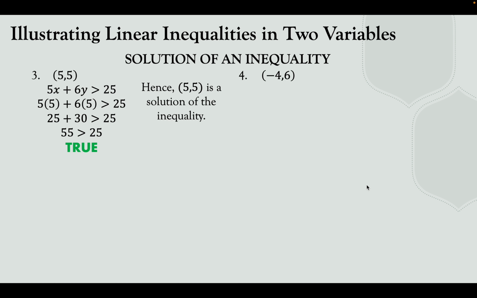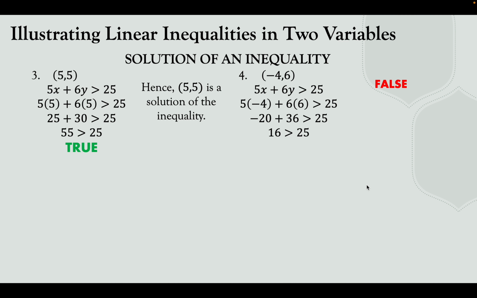Next, we have negative 4 and 6. So we have 5 times negative 4 plus 6 times 6 is greater than 25. 5 times negative 4, we have negative 20, plus 6 times 6, we have 36. So we have negative 20 plus 36 is greater than 25. We have 16 is greater than 25. Is 16 greater than 25? No, so that is false. Hence, negative 4 and 6 is not a solution of the given inequality.